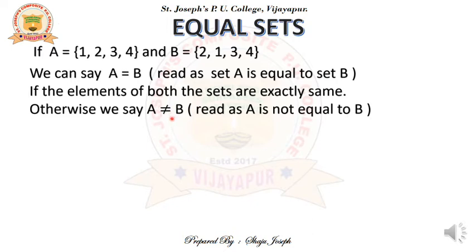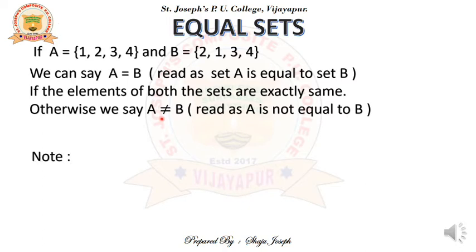This happens if either A or B contains at least one element, and one element is enough, not more, which is different from that in the other set. Suppose A had 5 instead of 4, so it was 1, 2, 3, 5, and that 5 is not present in B. Automatically A and B are not equal.